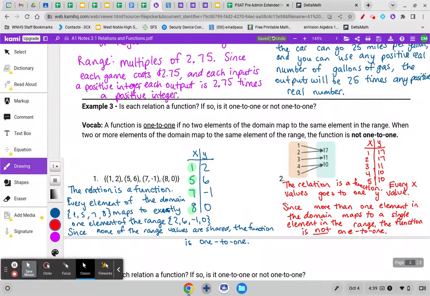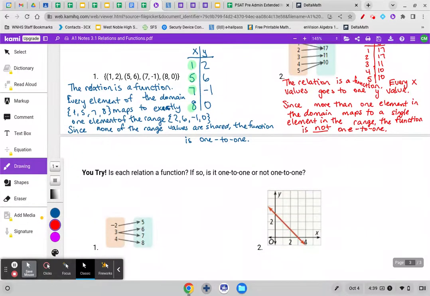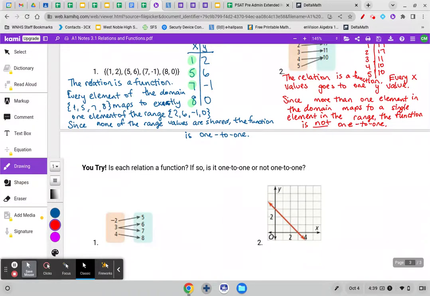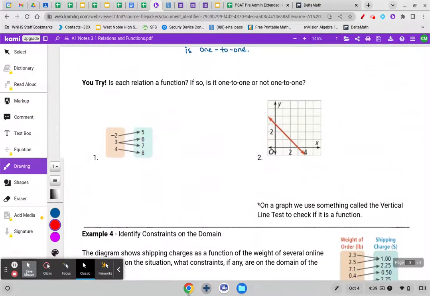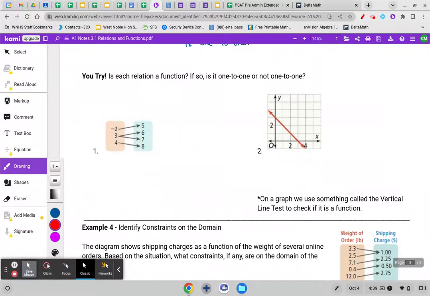Okay, so big idea here. If it is a function, you do not have repeated x values. If it is one-to-one, you do not have repeated y values. That's basically what you're looking for. Repeated x values means no function. Repeated y values means not one-to-one. So go ahead, you guys try these next two. Pause me, try them out, see what you get.